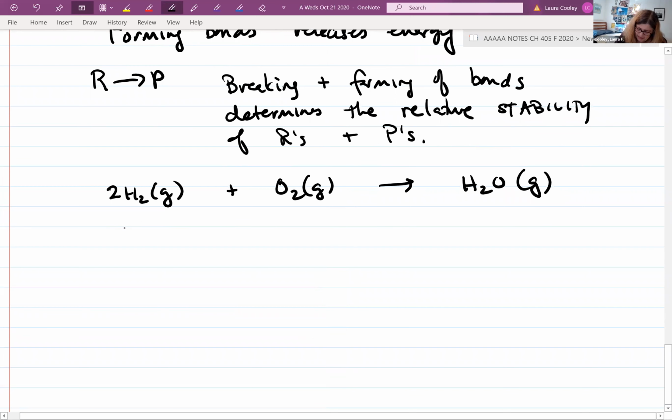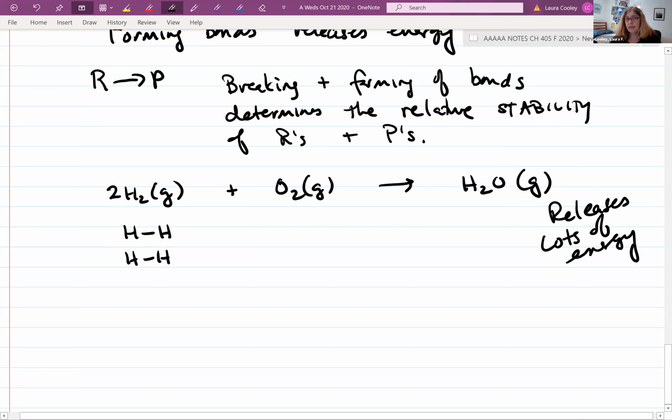But anyway, let's talk about this in terms of bonds. I mean, we all know what happens in this reaction, right? This releases a lot of energy, and some of that you see as a big fireball, right? So, okay, what bonds are being made and what bonds are being broken?